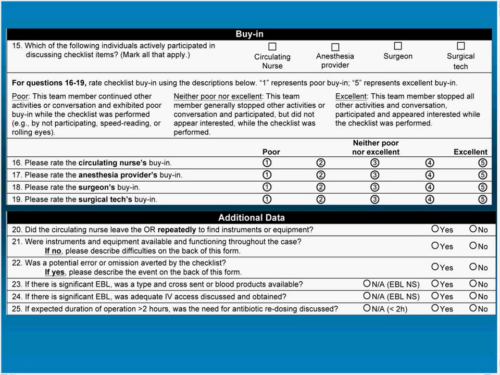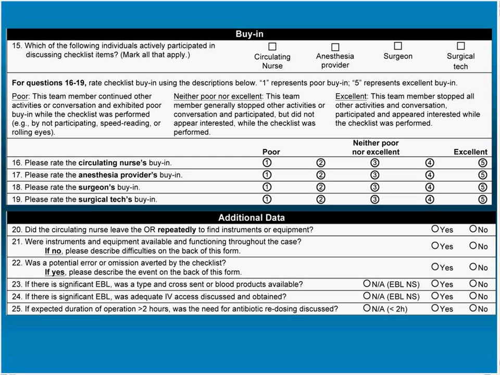And then finally at the bottom in a little heading that we call additional data, there are some other markers here of potential problems that the checklist might have helped with, or that you might find interesting and valuable to take forward. Like, did the circulating nurse have to leave the operating room repeatedly to find instruments or equipment? Because we believe here that the number of times that that box will get checked yes is going to go down as you get better and better with the checklist. So it's a measure you can use to see, are you improving?